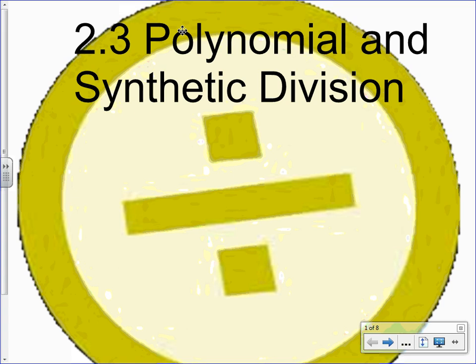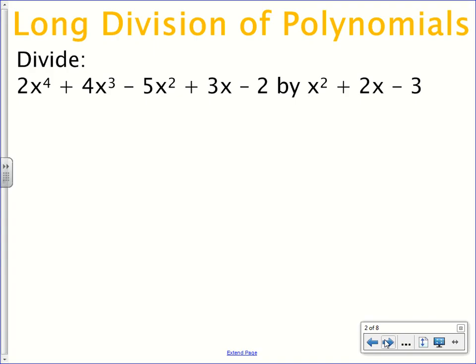On the next day I see you, we will discuss what these processes can be used for and how they can be helpful to us. We'll talk about some theorems and those sorts of things. So first of all, let's begin with long division. This is an Algebra 2 topic, something that you did in Algebra 2. So we will just remind ourselves what the process was.